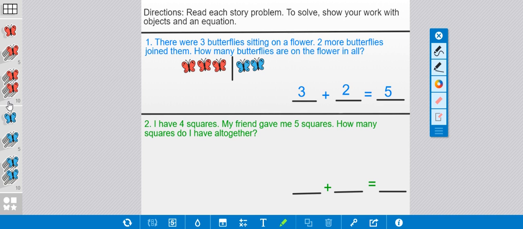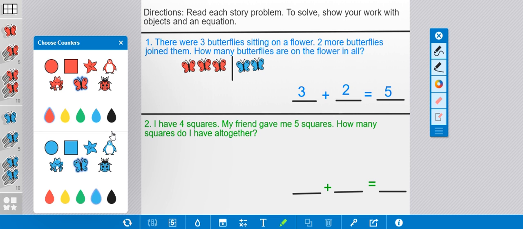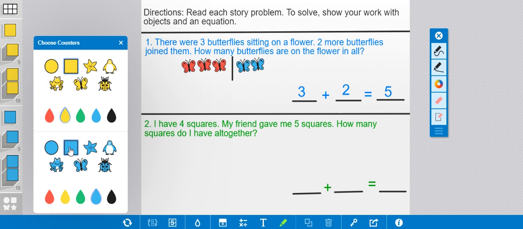So if you look over here, right now I have butterflies because I just worked with butterflies, but now I want to work with squares. So I'm going to click down here. You see where it has a circle, a square, a butterfly, and a star. So if you click that, then you get this box that pops up. And I want to pick squares. And maybe I'll do yellow squares up here, and then I'll get my squares down here.